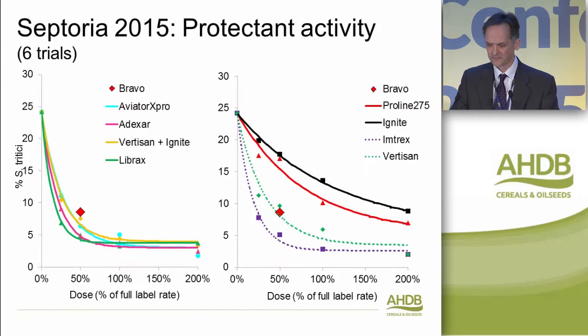Looking at the activity of products now, this is the protectant data from 2015. I should say most of the data from 2015 is protectant information. We have a very small amount of curative information that's been bulked together across seasons. But if we look at this, it's across 6 trial sites.